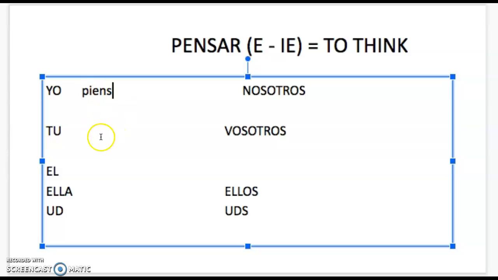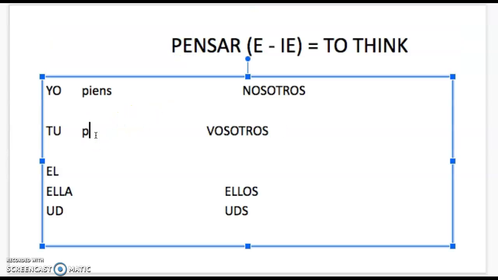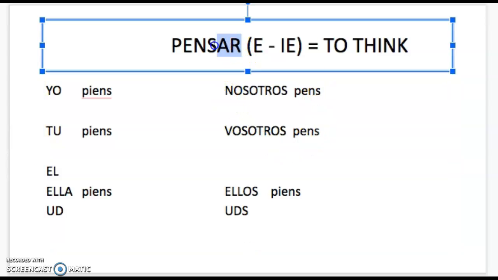I'm literally just walking myself down here: P-I-E-N-S, P-I-E-N-S, and then go to the little toe part of your boot, P-I-E-N-S. Now remember, outside the boot, no change: P-E-N-S. Now look what kind of verb it is.